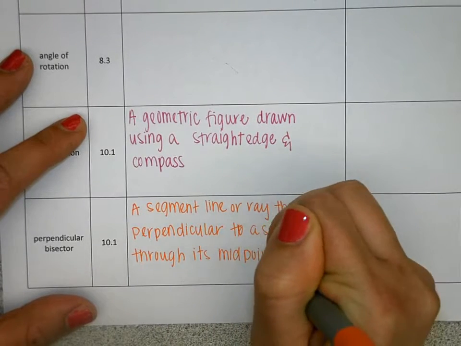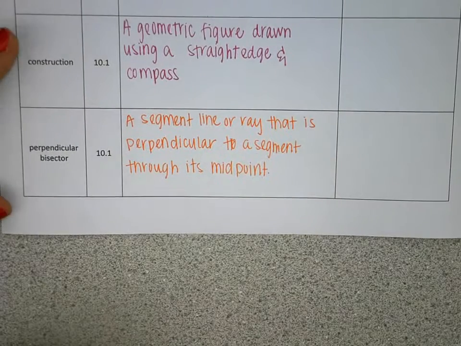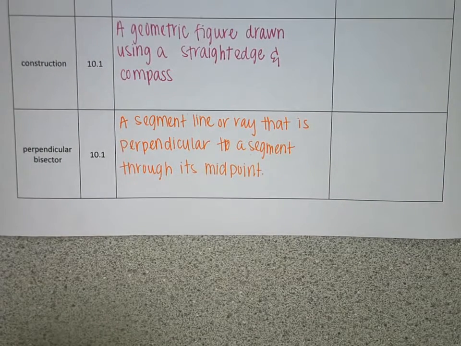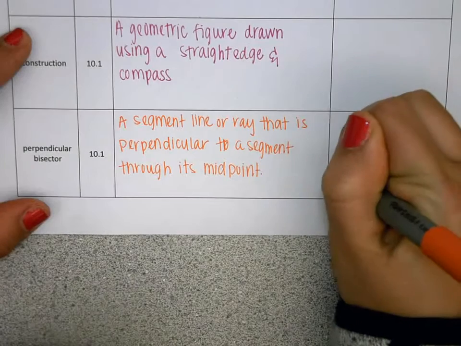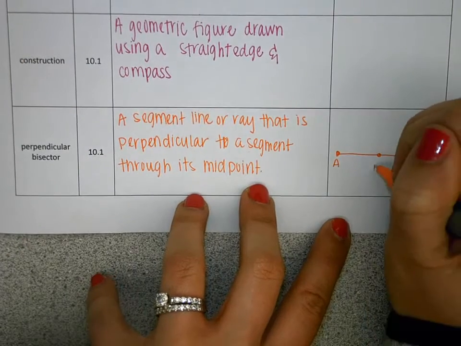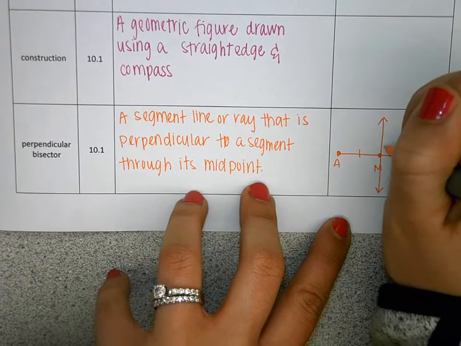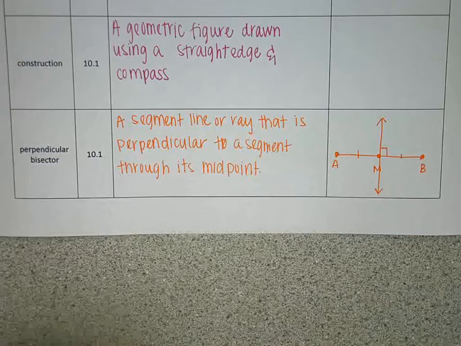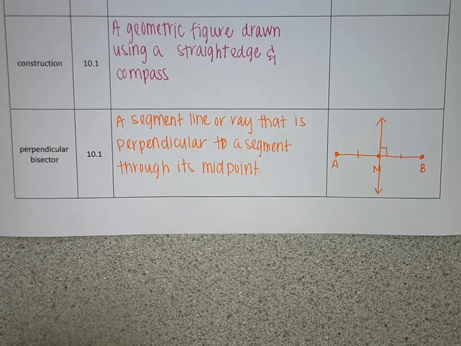So in the last unit on the test, we talked about angle bisectors and segment bisectors. This is the exact same thing, except it's the special kind where it is also perpendicular to the segment. So for example, if I had segment AB, here's my midpoint M, a perpendicular bisector would go through M and form a 90 degree angle with the segment, okay? So that's the difference. It's still a bisector, but it's a special kind that is perpendicular to the segment.